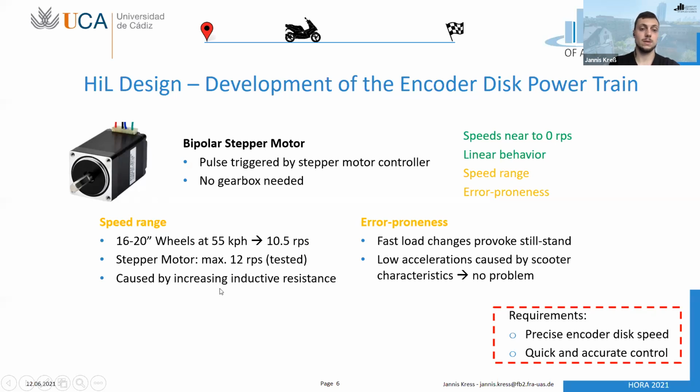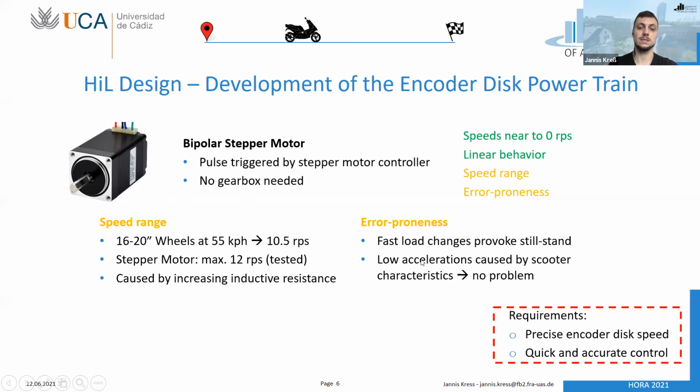Why is it that way? Because with increasing speeds, the inductive resistance inside the engine is also increasing, and at one point, the magnetic field is faster than the rotor, and then it comes to a total standstill. And this issue leads to the error proneness. So if we have any fast load changes or rough changes, then we can provoke a standstill.